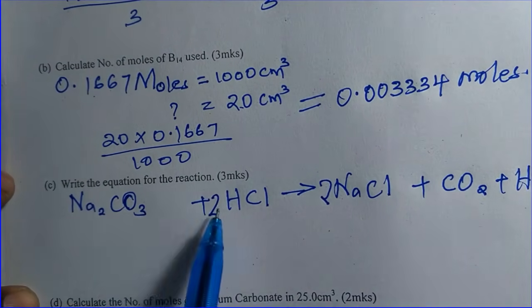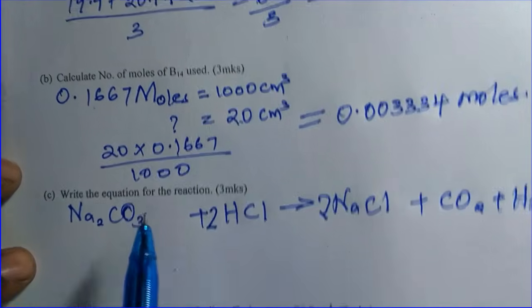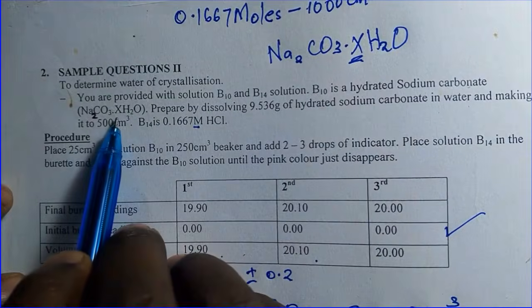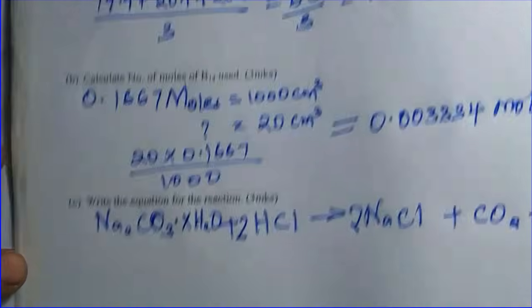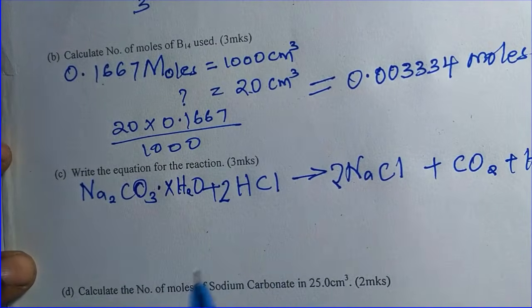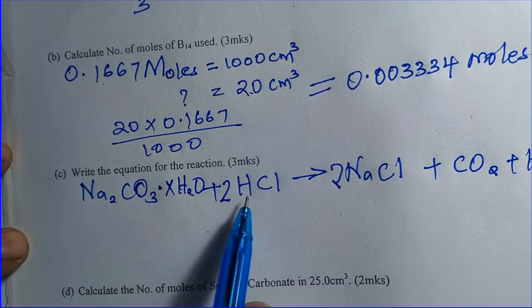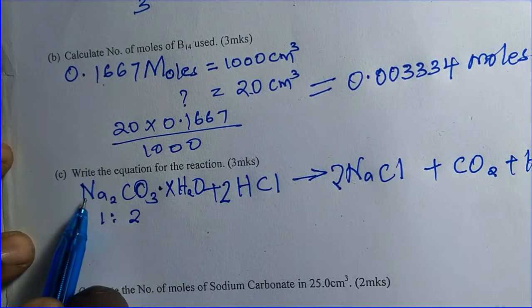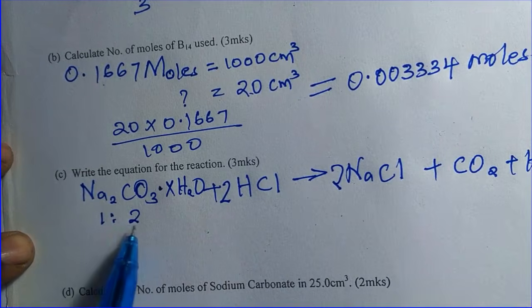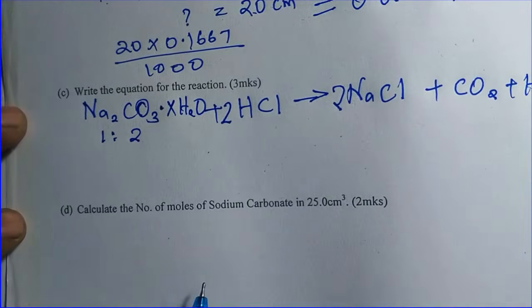The mole ratio: you can see that 1 mole of the sodium carbonate, with this water, there's no problem if you put that X here, water does not affect anything. So this carbonate reacted with this in the ratio 1 to 2. So the ratio between the carbonate and the HCl is 1 to 2. As you can see, that one is important in the next step.